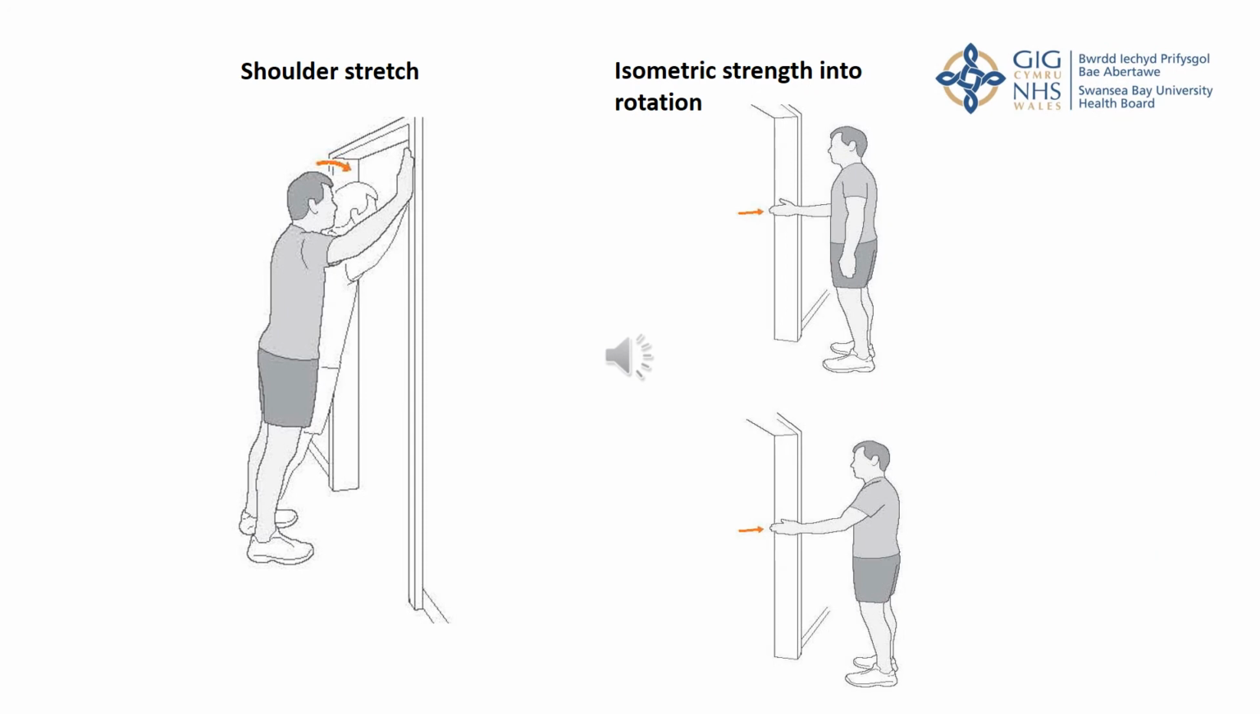The next two exercises for the acute and irritable shoulder include the shoulder stretch and the isometric strength into rotation. For the shoulder stretch, rest your arm against the door frame and gently lean forwards until you feel a stretch of the front of your shoulder and chest.